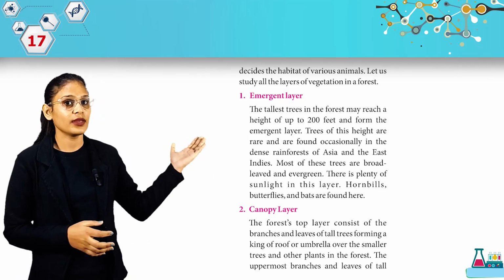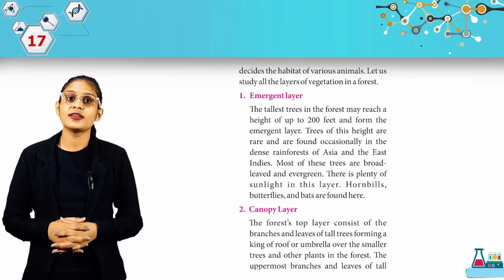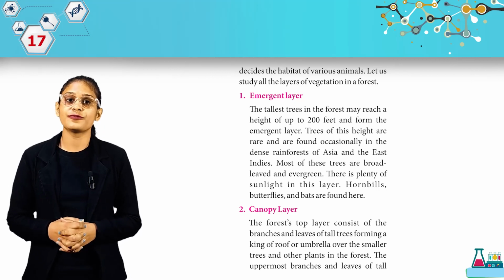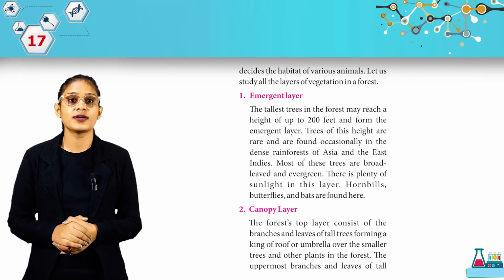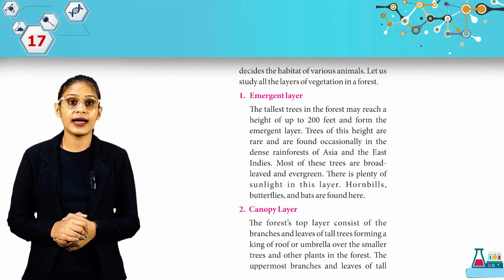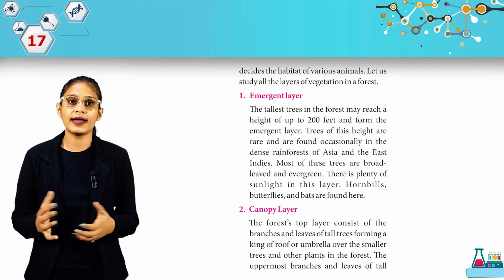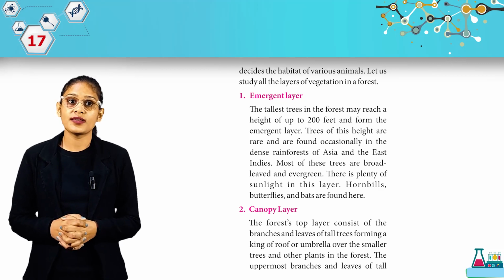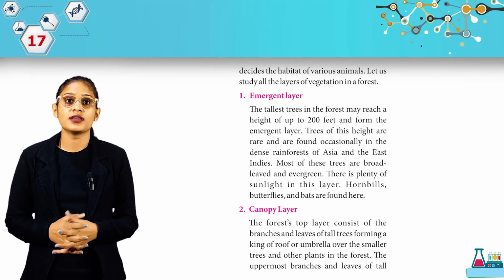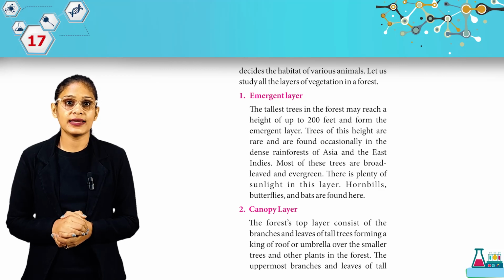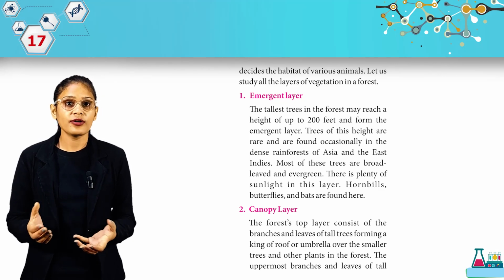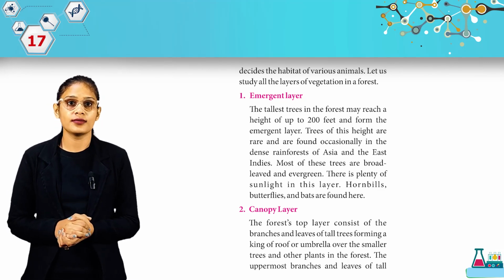The first we have is the emergent layer. The tallest trees in the forest may reach a height of up to 200 feet and form the emergent layer. Trees of this height are rare and are found occasionally in the dense rainforest of Asia and the East Indies. Most of these trees are broad-leaved and evergreen. There is plenty of sunlight in this layer. Hornbills, butterflies, and bats are found here.